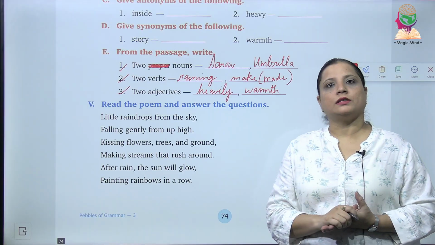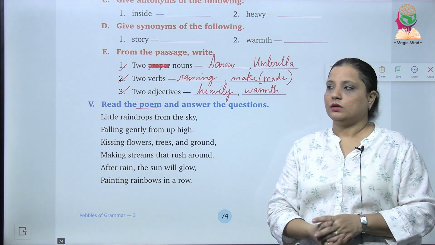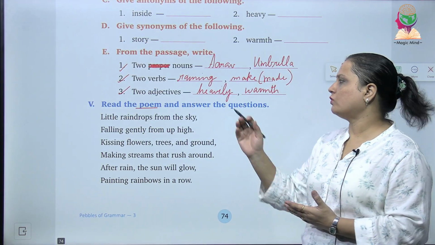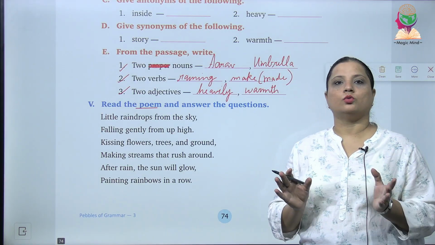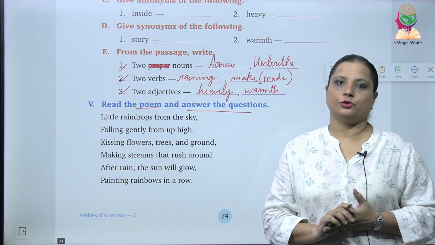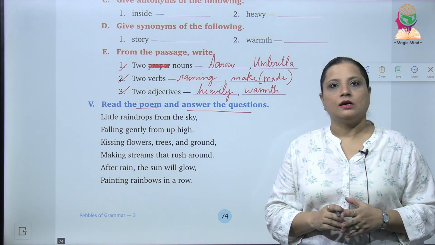Next we have another passage which is the last. Actually it's a poem. Now this poem you children will read on your own. You will practice these questions on your own by reading the whole poem and answering the questions. With this, now we have completed the chapter, that is comprehension.